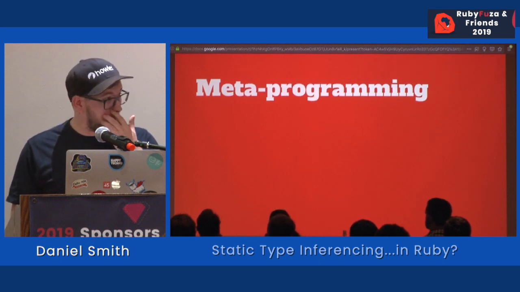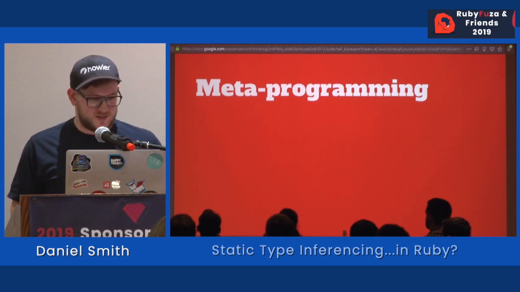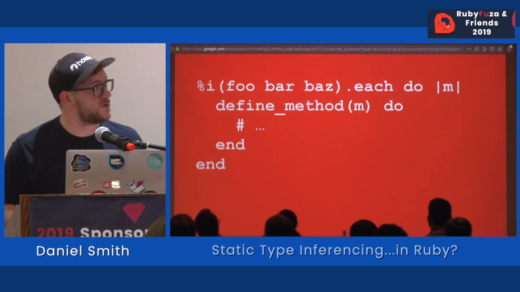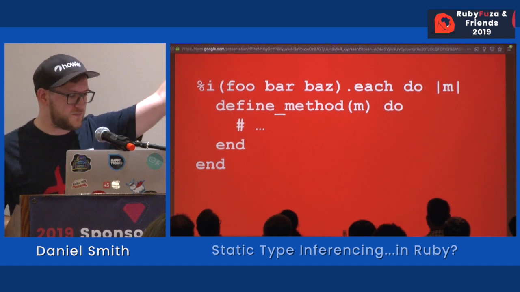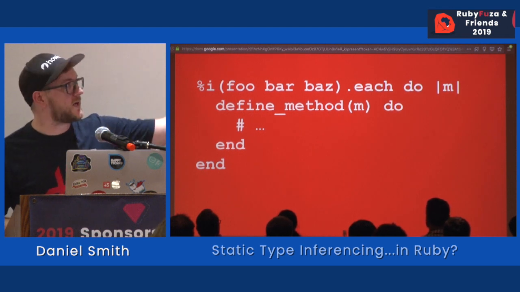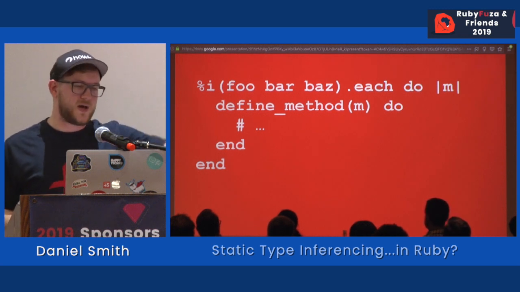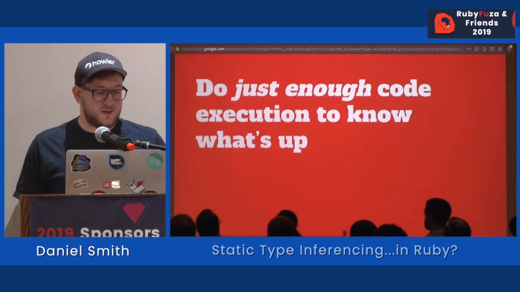Metaprogramming is still a tricky one, but I thought about it. You could do something like this, where you've got foo, bar, and baz, and you're defining each method. You can detect statically, just by looking at that, that the thing is going to have a method foo, bar, and baz defined on it. So it's absolutely doable.